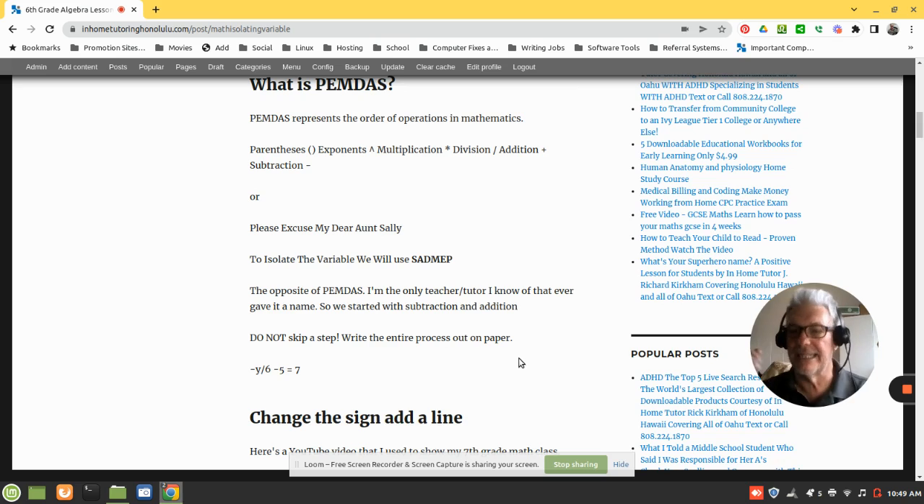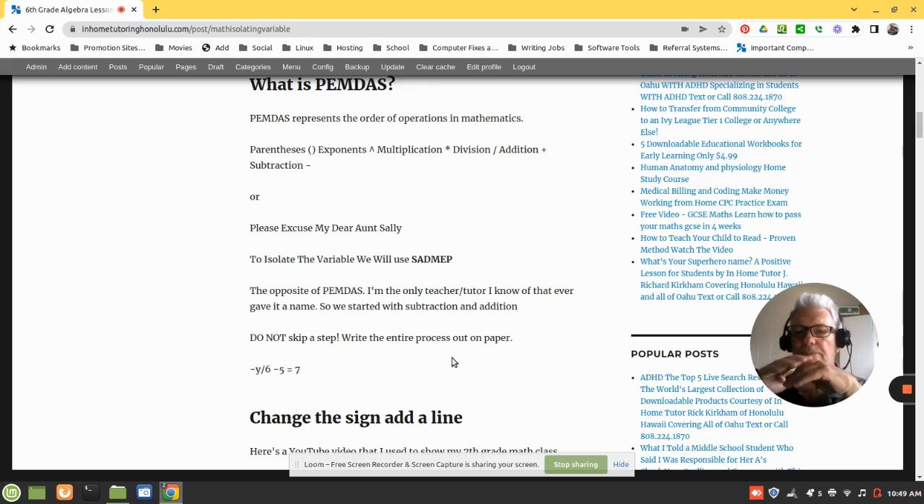Now, to isolate the variable, we're going to use SADMAP. I'm the only teacher that I know of that ever gave this a name, but we basically do the opposite of PEMDAS to isolate a variable. So we do our subtraction first and then exponents and multiplication. But anyway, you get the idea.